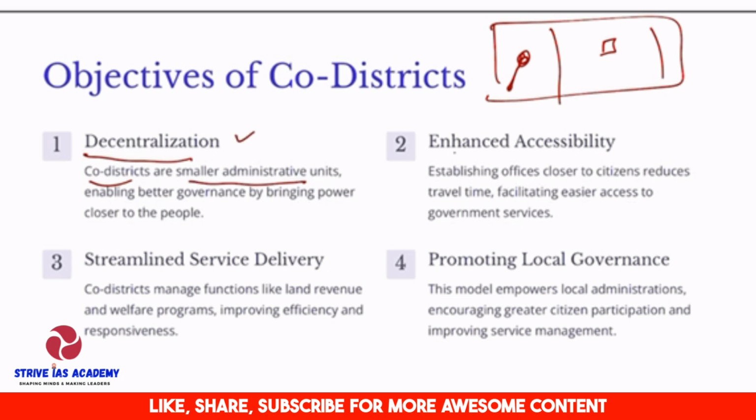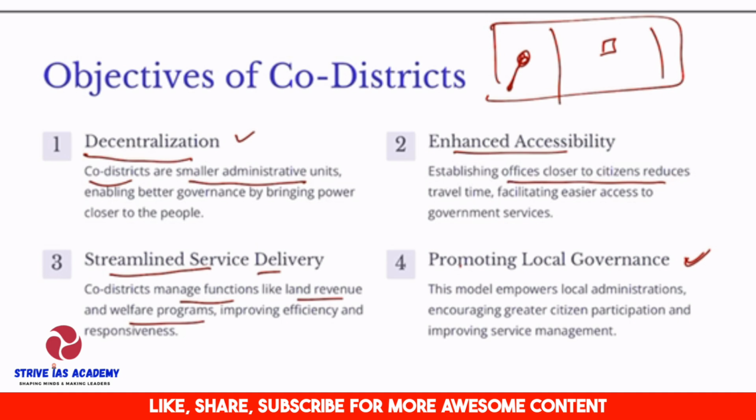It will enhance the accessibility. Offices will be closer to the citizens, and it will also streamline the service delivery. Functions like land revenue collections, welfare programs, etc. will be on the doorsteps of the citizen. So the accessibility of all the schemes of the government, and the grievance redressal of the citizens, will become less time consuming.